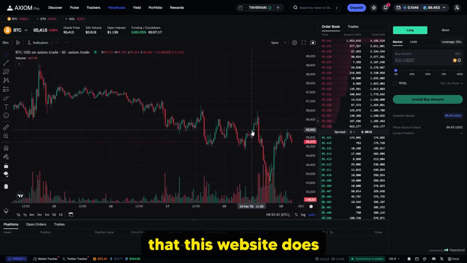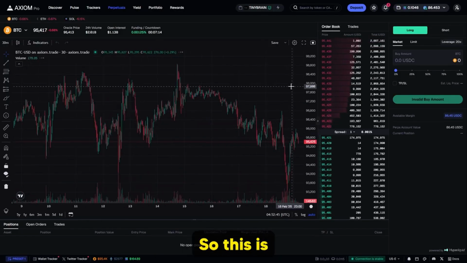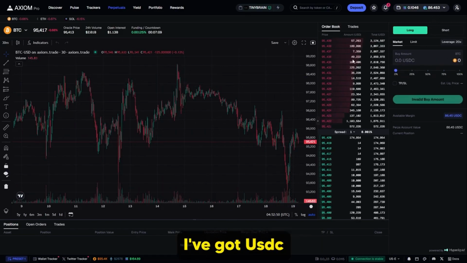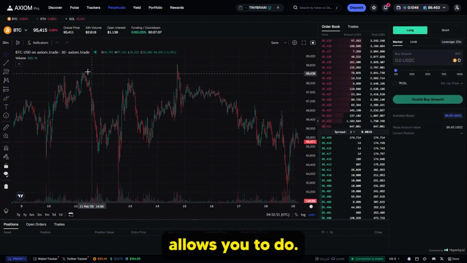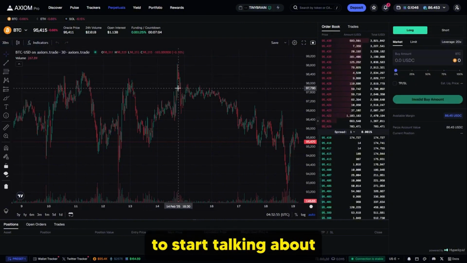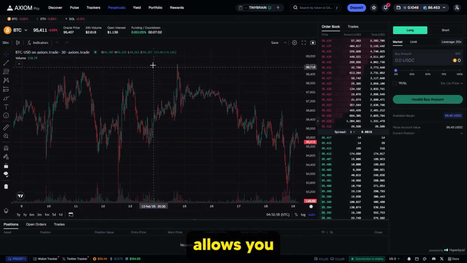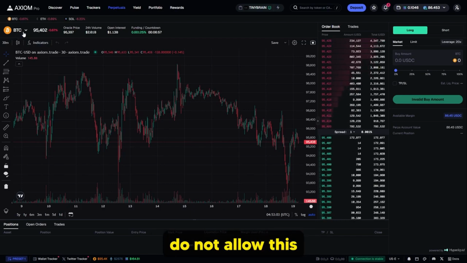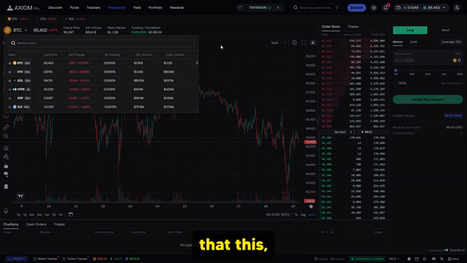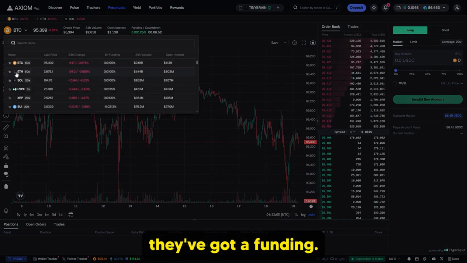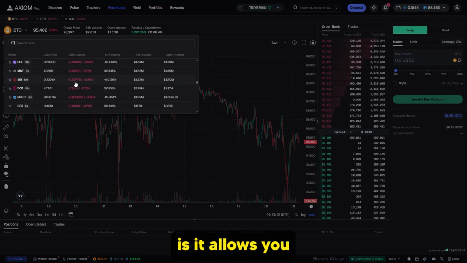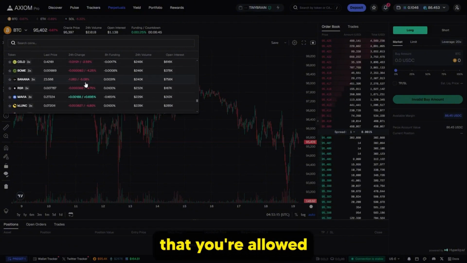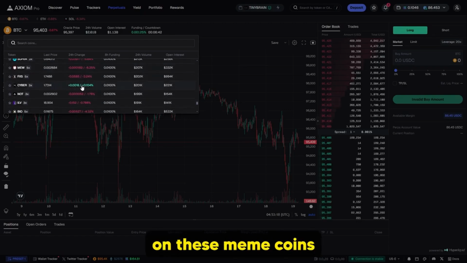Another thing that this website does have is actually perpetuals. So this is pretty interesting because, if you have USDC, you can see right here, I've got USDC on my account. What it actually allows you to do, and this is something that I'm actually going to start talking about as the market gets more volatile, is long and short positions on meme coins. Now, most websites do not allow this because they just don't have enough funding. But I'm guessing that this platform, since it's YC backed, has a lot of funding. And what it allows you to do is short meme coins. So when meme coins maybe get onto certain exchanges, you see right here that you're allowed to short them. And that basically means you can bet on these meme coins going down.